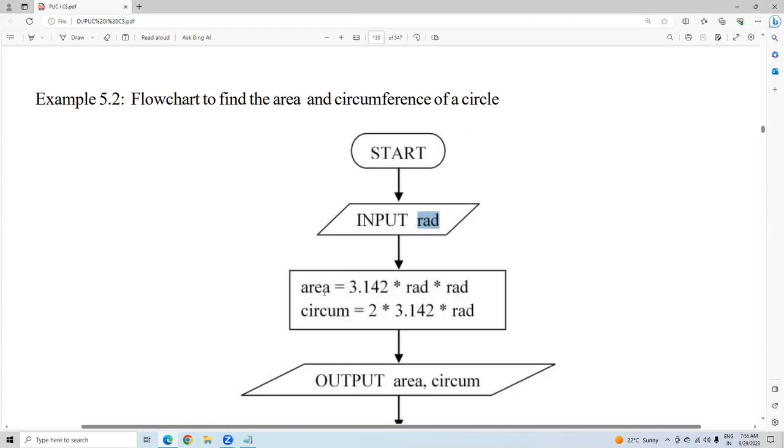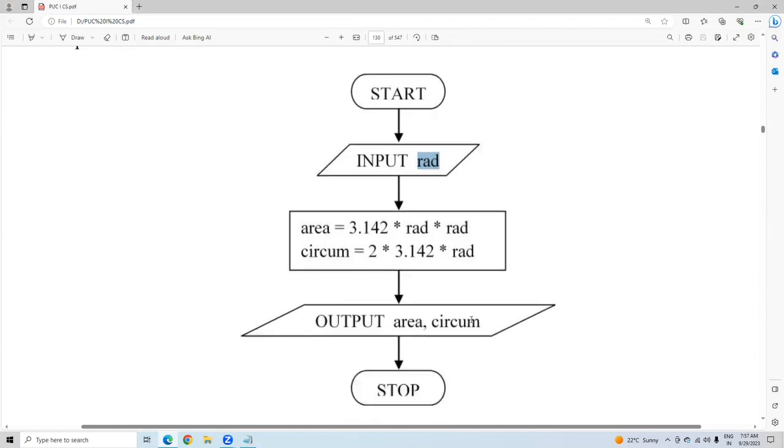RAD. So these names should be in such a way that by seeing the flowchart, the person who is going to do the program finds it easy to understand what RAD stands for. They should not come back to you and ask what this RAD stands for. And then the compute box, where I'm writing the formula of area and circumference, because once I get the value of RAD, I can easily calculate area and circumference. And then print area and circumference and stop.